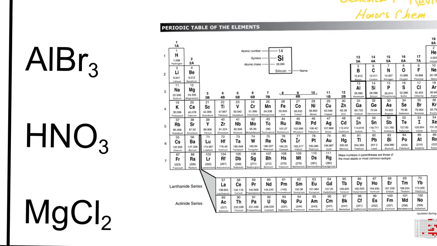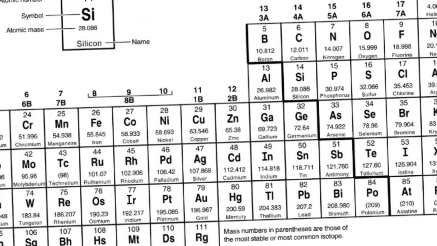So here we're going to need a couple of atoms. The masses, we need the mass for aluminum, and we need the mass for bromine. And so if I come over here to the periodic table, we look for the mass of aluminum.